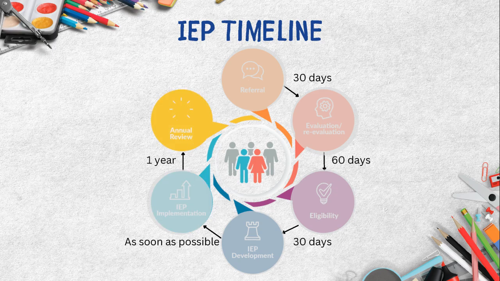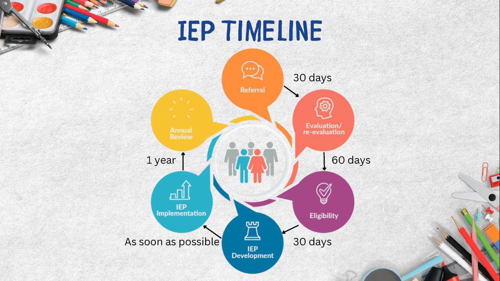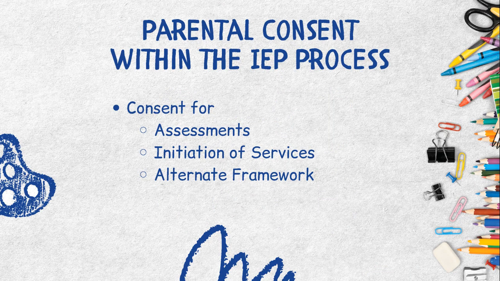12 months from the date of the IEP development, parents and school personnel will meet for an annual review of the IEP to ensure continued progress. The complete timeline is shown here. There are several times where parental consent is necessary to move forward in the IEP process. The first time assessments are ordered, the initiation of services, and if alternate framework is decided to be in the child's best interest.